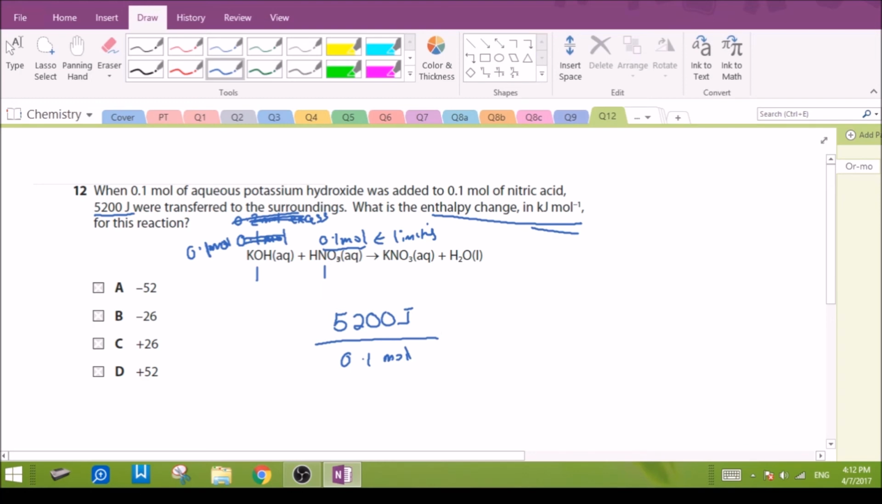And then we must know that this is a neutralization reaction. It is exothermic. Right, acid and alkali reaction, exothermic. So we have to assign a negative sign to the enthalpy change. So once we do that, we will find that it is actually negative 52000 joules per mole. And converting it into kilojoules, right, is negative 52 kilojoules per mole.